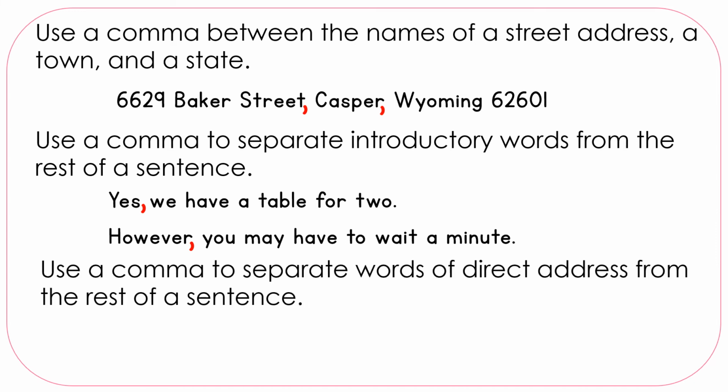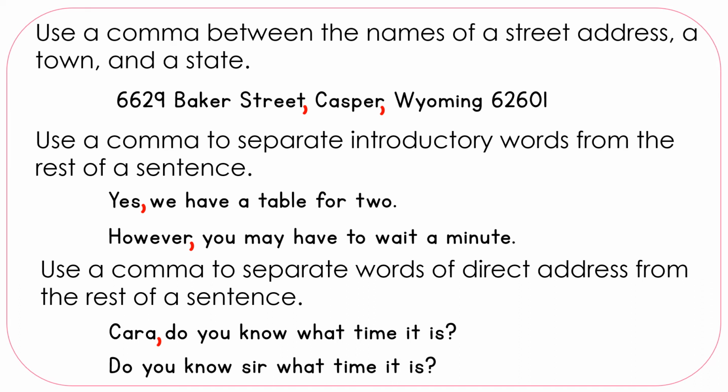Use a comma to separate words of direct address from the rest of the sentence. Kara, do you know what time it is? We're talking to Kara, so we put a comma after it. Do you know, sir, what time it is? We're talking to someone and calling them sir, so we put a comma after know and a comma after sir.